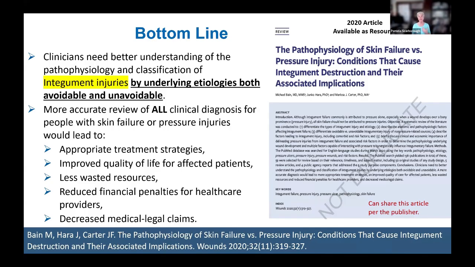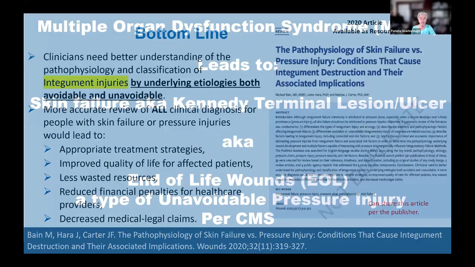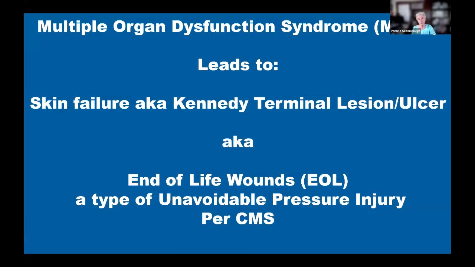We will have improved quality of life for people that are affected with these skin issues, less wasted resources, reduced financial penalties from our survey process, and decreased medical legal claims, and we can protect ourselves from inappropriate legal claims where it really wasn't a pressure injury. It really was either end of life or stalled or skin failure, all within the context of what's happening with multi-organ failure. So we're going to talk about multi-organ dysfunction syndrome that leads to skin failure, also known as the kidney terminal lesion or ulcer.